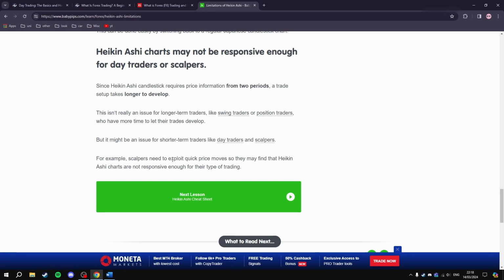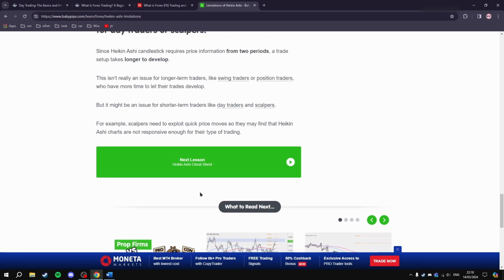For example, scalpers need to exploit quick price moves, so they may find that Heikin Ashi charts are not responsive enough for their type of trading.